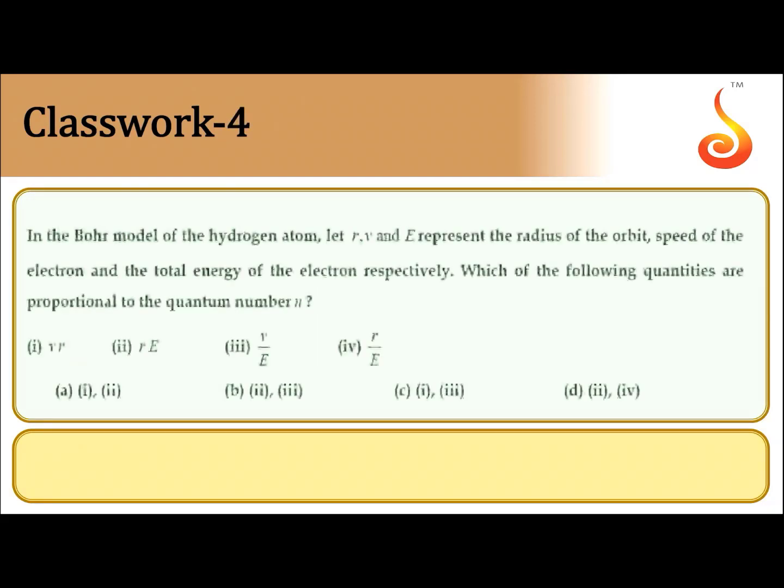Example 4. In the Bohr model of the hydrogen atom, let R, V and E represent the radius of the orbit, the speed of the electron and the total energy of the electron respectively. Which of the following quantities are proportional to the quantum number? Let us try to understand what he is looking for here. He says R, V and E represent the radius, speed and the total energy. He says which quantities are proportional to the quantum number.